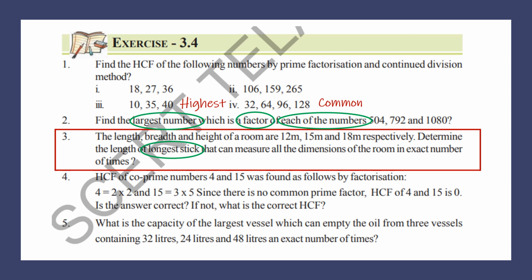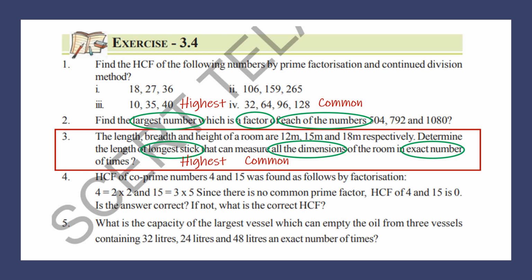The keywords, longest stick. What does longest stick mean? It means that we have to find something which is highest. Long, longer, longest. After that, what do we have to look for? All the dimensions. So this is something we have to find which is common between the length, breadth and height. And finally, what is the keyword? In exact number of times.